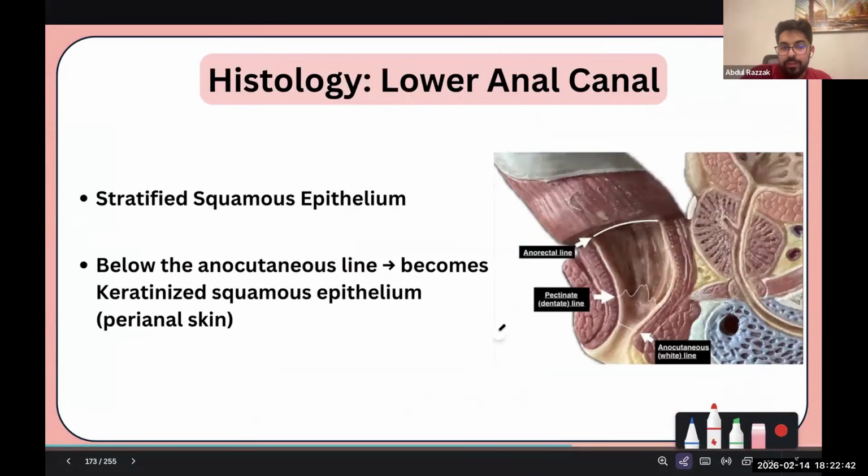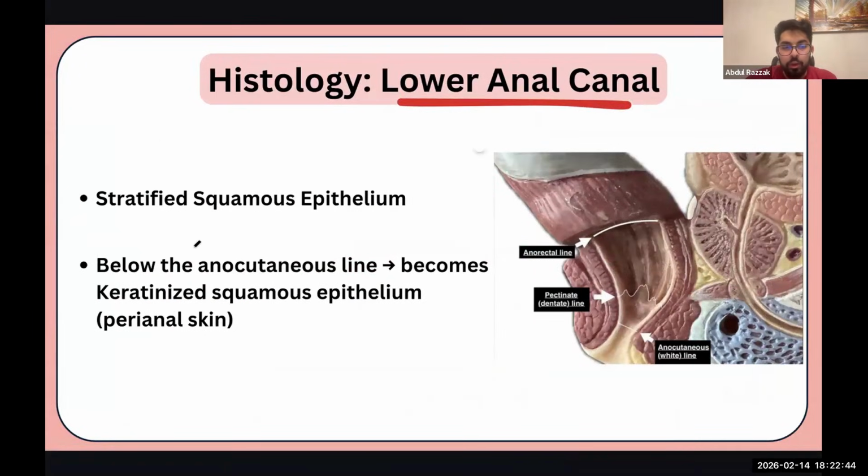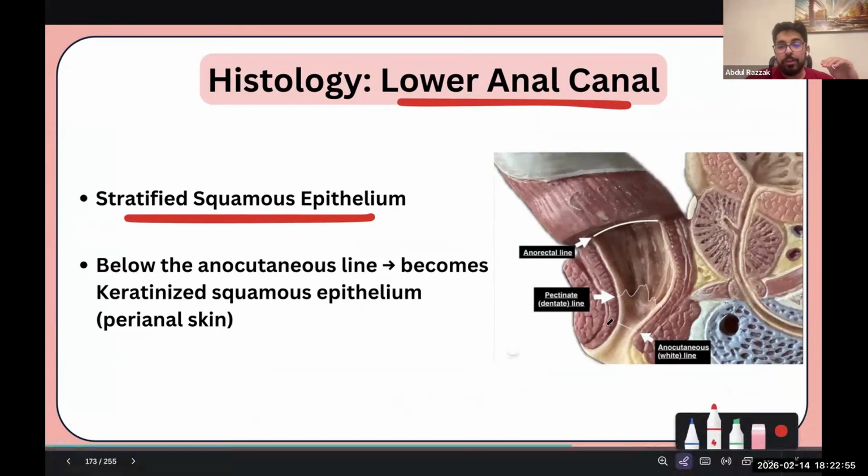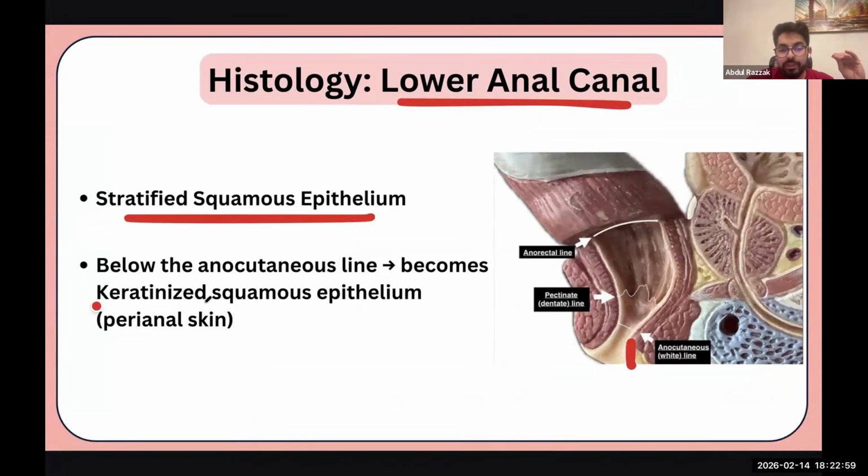Now the last part of the anal canal is the lower anal canal, which we said is stratified squamous epithelium. However, below the anocutaneous line, we said the anocutaneous line separates the anal canal from the skin. So below that, you're going to have identical epithelium to that of the skin, keratinized squamous epithelium. This is basically the perineal skin. Okay, this is the skin on the anus.